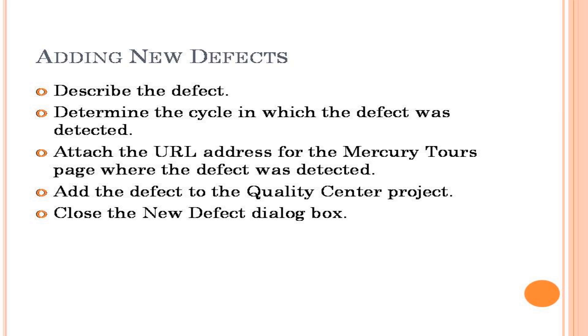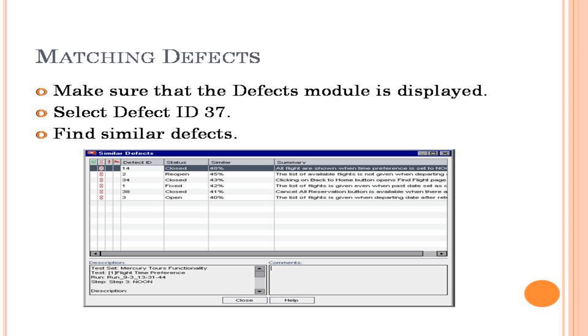7. Add the defect to the Quality Center project. Click the Submit button. The defect is added to the defects grid. 8. Close the New Defect dialog box. Click Close. Matching defects. Matching defects enables you to eliminate duplicate or similar defects in your project.